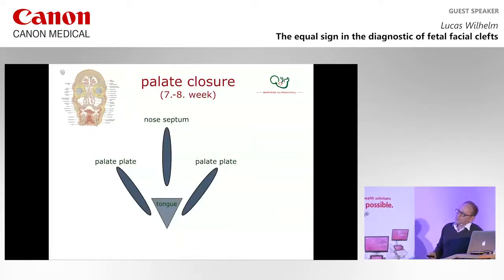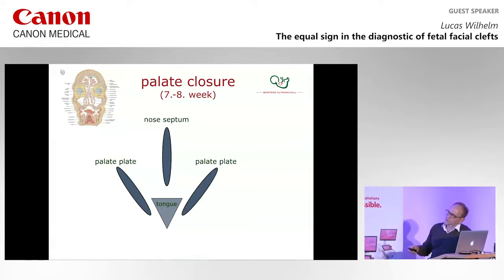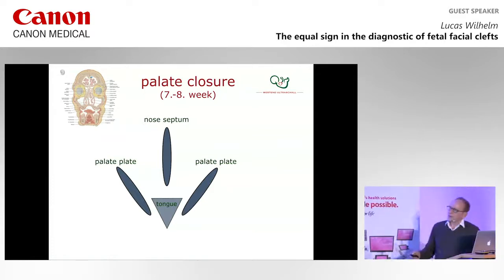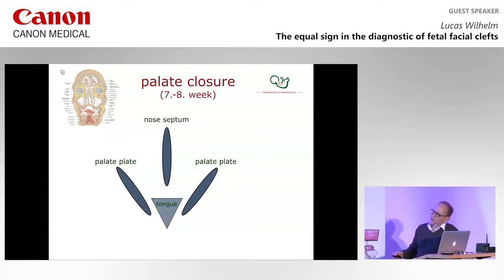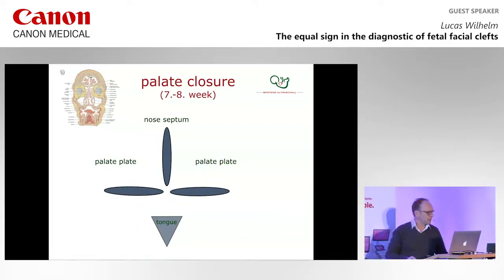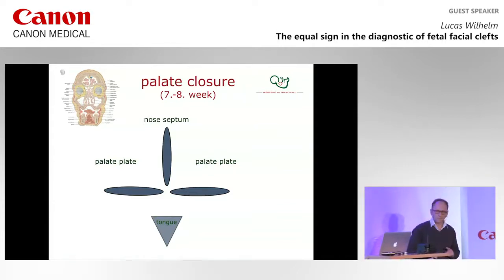So this one is a schematic representation of a coronal view in this plane in the 7th week of gestation. You see here the nose septum, you see the palate plates of both sides, and you see the tongue here. The first step is the tongue has to sink down. Then the palate plates can straighten up, and then the closure of the palate can start.